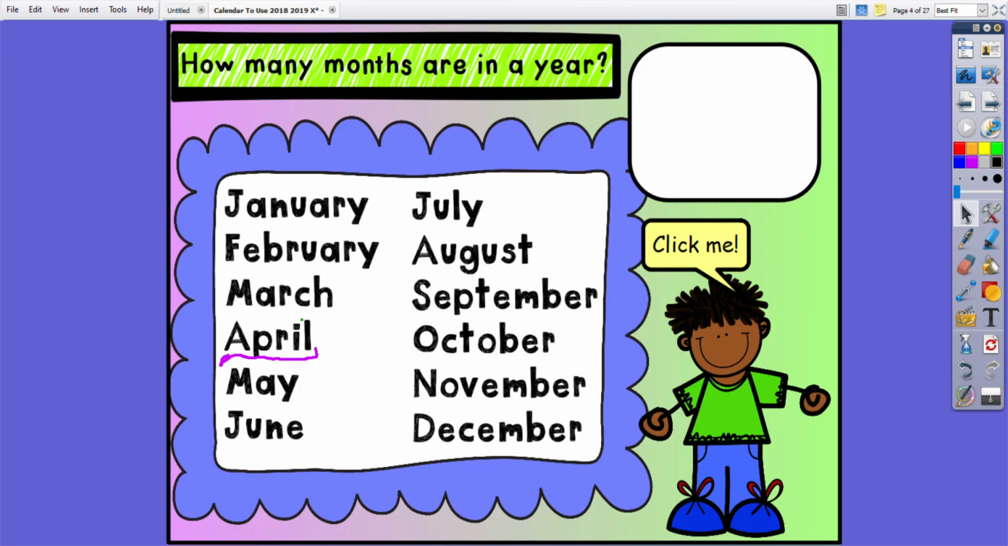How many months are in a year? There are 12 months in a year. There are 12 months in a year, and the month we are in is April. April. That is right.